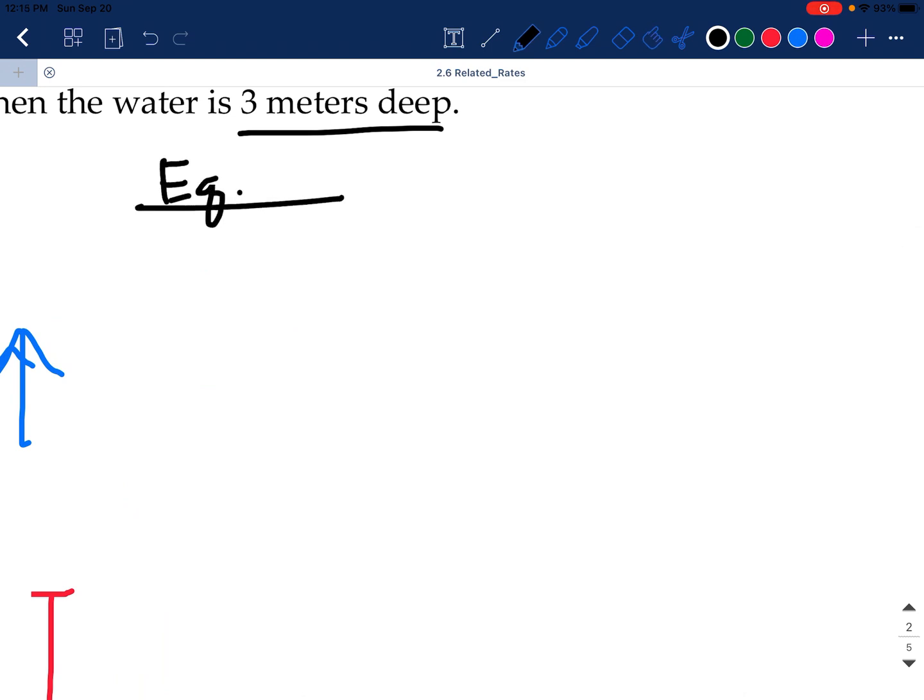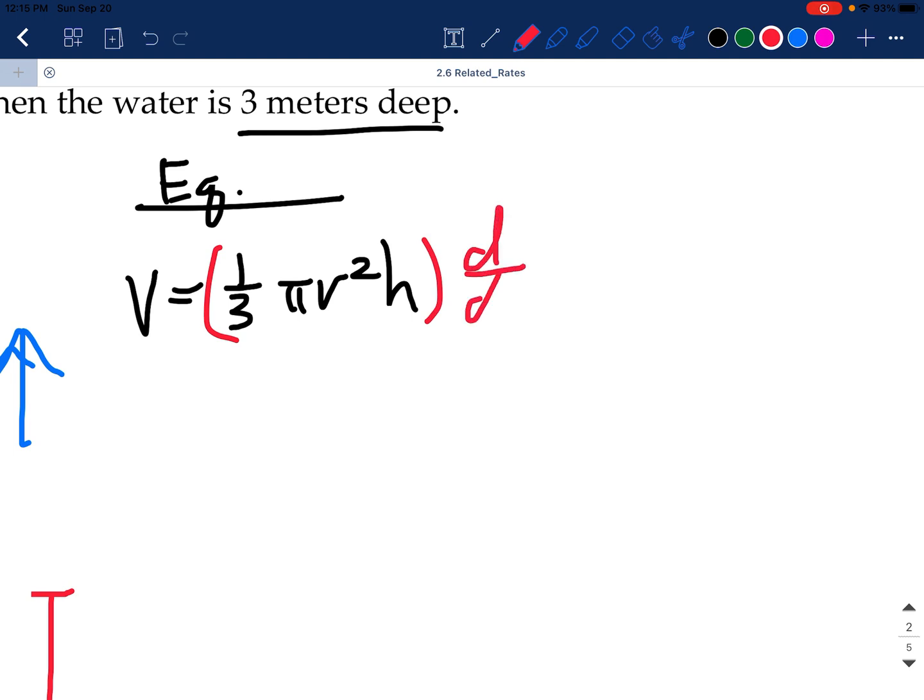So our equation is going to be the volume of a cone, which is 1/3 the volume of a cylinder. So it's going to be 1/3 pi r squared h. So note we've got 3 variables here. If I differentiate this with respect to time, then I need to use the product rule here. So I'm going to have a dr over dt and a dh over dt, and I'm going to be adding different terms. And we probably don't want that because we don't know dh over dt, and we don't know dr over dt. So I'd really like to eliminate one of these variables.